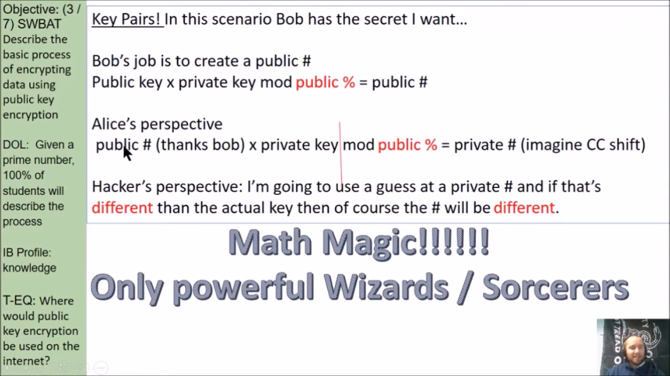So now Alice is sitting there. She has this public number from Bob. She's going to times it by a private number that she has. She's not going to reveal it to anyone. Then she'll do the modulus with the same one that he did, so same public modulus. And that will give her his private number right over here.